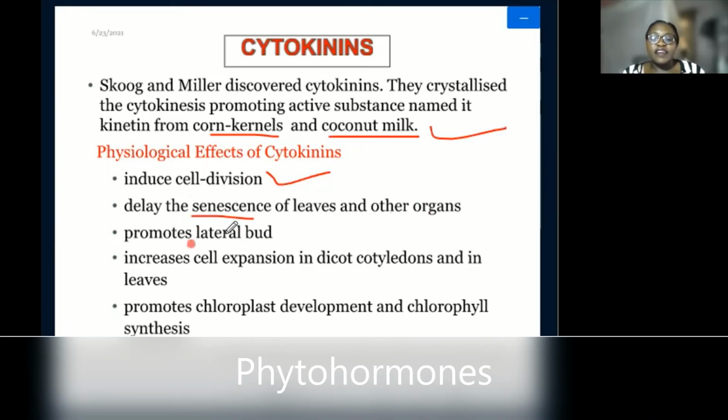They promote lateral budding, lateral on the sides, so similar to gibberellins, lateral. The other one was apical. Auxins were apical. So these ones are more lateral. And then increases cell expansion in dicotyledons and in leaves. Cell expansion. Remember we said cell expansion was part of a characteristic of growth. And then they promote chloroplast development and chlorophyll synthesis. Very important for the process of photosynthesis.